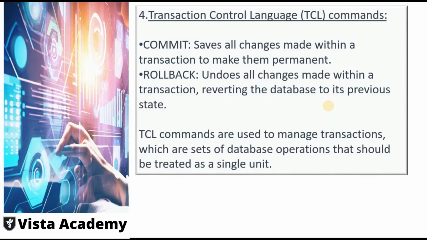So select the table. This is our table, and if you want to insert, we can insert data in this table also. So now we will understand about transactional control language, TCL commands. TCL has two types of command. One is commit, and the second one is rollback. Commit saves all changes made within a transaction to make them permanent. So it will save whatever transactions we have made, whereas rollback undoes all changes made within a transaction and reverts the database to its previous state. These commands are used to manage which set of database objects would be treated as a single unit. So let's see and create them in our workbench.